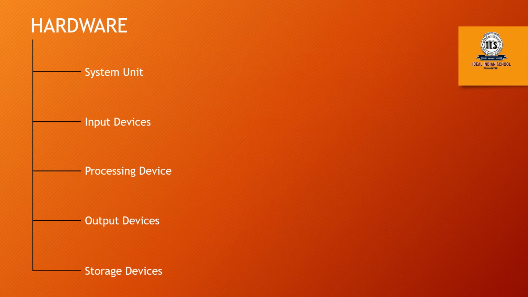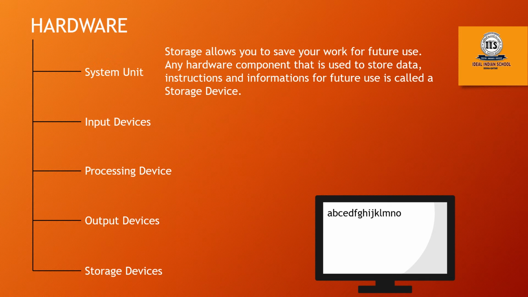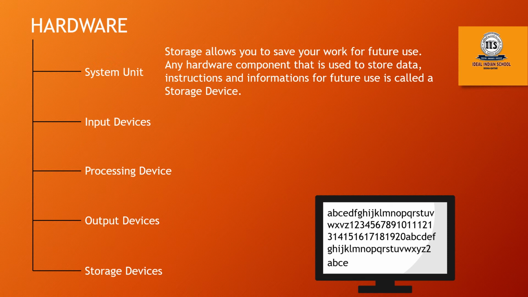Next is the storage devices. Storage allows you to save your work for future use. Any hardware component that is used to store data, instructions, and information for future use is called a storage device. Some storage devices are hard disk. It is the main storage device that is fixed inside the computer system unit. It is used to store large amounts of data and information.